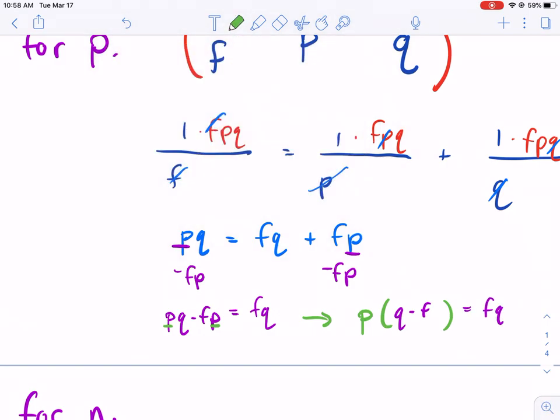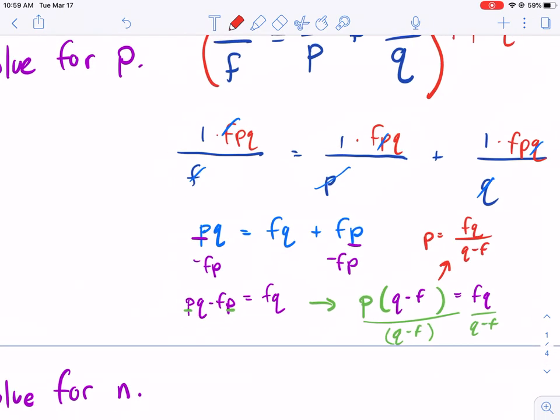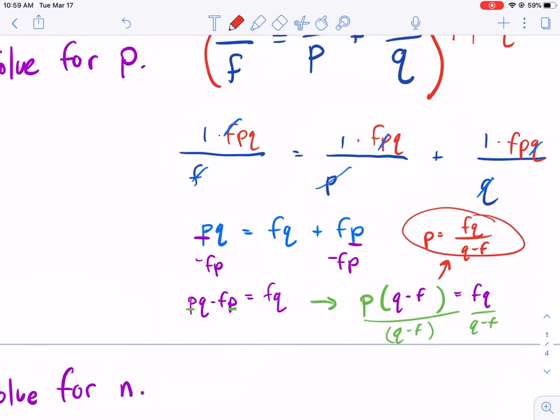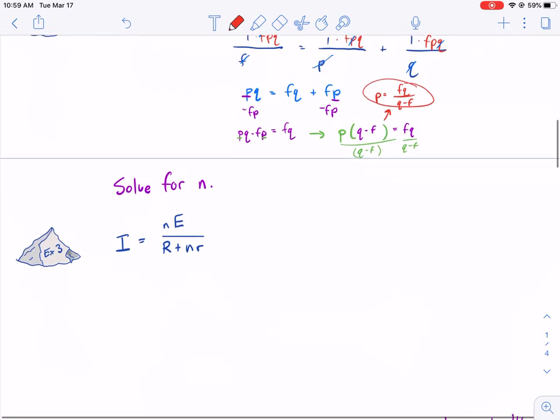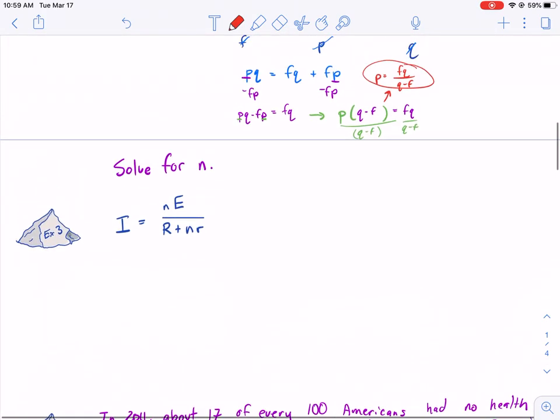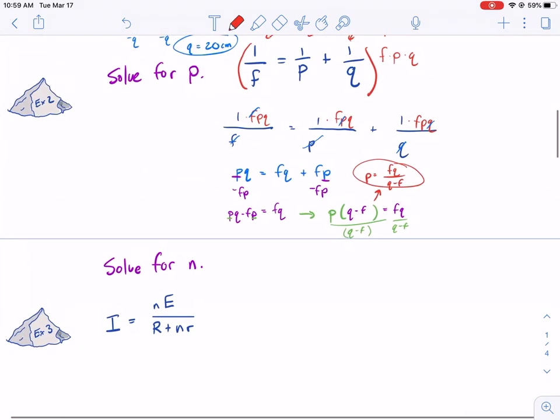It's still not alone, so I'm going to divide both sides by q minus f. Once I do that, it cancels, and we're left with our final answer: p equals fq divided by q minus f. So this was a quick intro on how to do these types of problems. We are going to get into more complex examples soon, so stay tuned for after example 2.